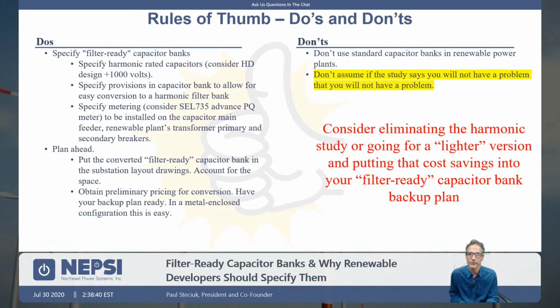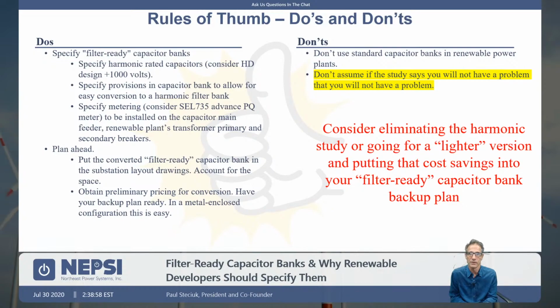Specify metering. Consider that Schweitzer 735 advanced power quality meter or an equivalent type power quality meter that can do data logging, that can measure harmonics, that allows you to dial in across the network, across the internet, to get the data necessary to design filters.